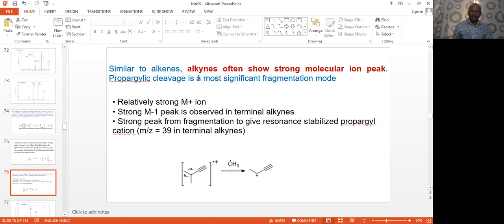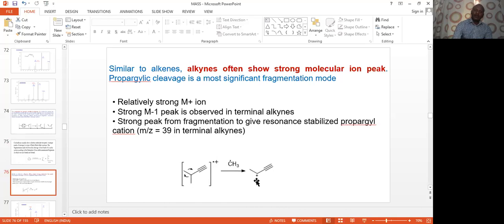Next, coming to the alkynes. The prominent peak for alkynes, especially terminal alkynes, is the propargyl cation. In terminal alkynes, one of the methyl groups is cleaved off as a radical, and then you will get the propargylic cation, a very prominent peak.